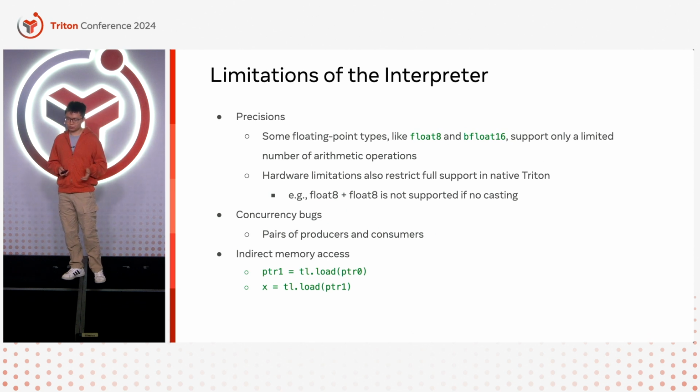Suppose the original PyTorch tensor stores, instead of values, pointers to another tensor. Then in this case, we load a pointer PTR1 from the original pointer PTR0, and then we are going to access the value stored in PTR1. We don't support this case yet.